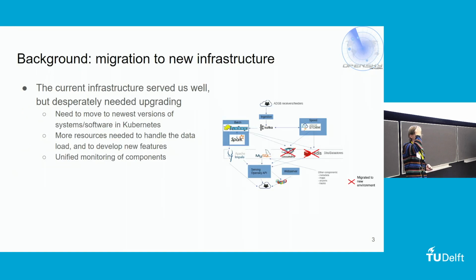About the background, in OpenSky we had to upgrade our infrastructure because the current one that we are running has served us well, and it has served you well, but it definitely is reaching its limits, so we needed to upgrade it. The new versions of components are out, and everything outdates, and we also needed a bit more resources to handle all the data loads and to develop new features. And one key element here is unified monitoring.